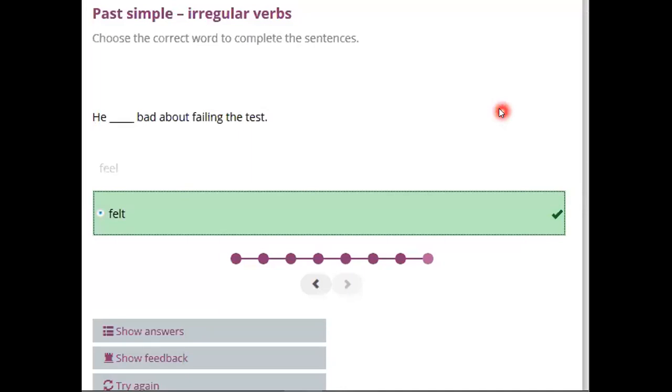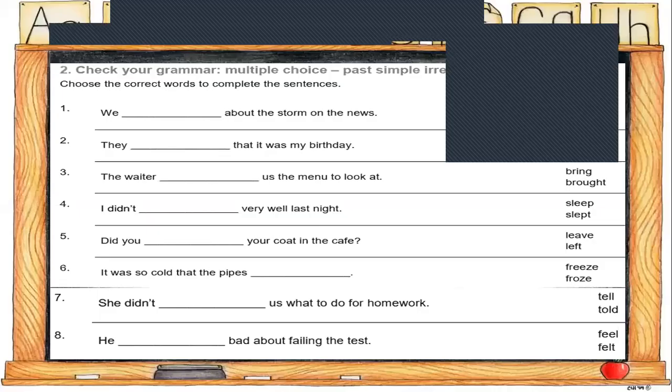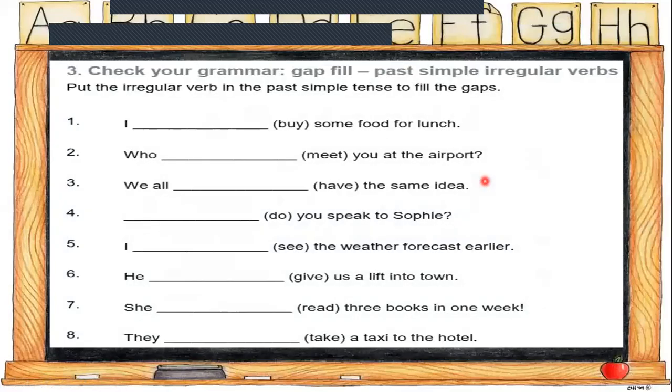Let's continue with more exercises. I repeat, we will be doing a lot of exercises today. Okay, if you get tired or something, just pause the video. You can also go back to the exercises again. All right, let's continue. Exercise number 3. Gap filling. Put the irregular verb in the past simple tense to fill in the gaps. Fill in the gaps with the past simple of these irregular verbs.